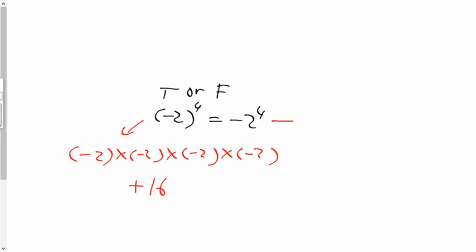And over here, this actually says the opposite of 2 to the exponent of 4. And since 2 to the exponent of 4 is 16, then the opposite of 16 is going to be -16. Because the brackets are not around the -2, it is not the base, and it is interpreted as the opposite of 2 to the exponent of 4. So it is false. They are not equal to each other.